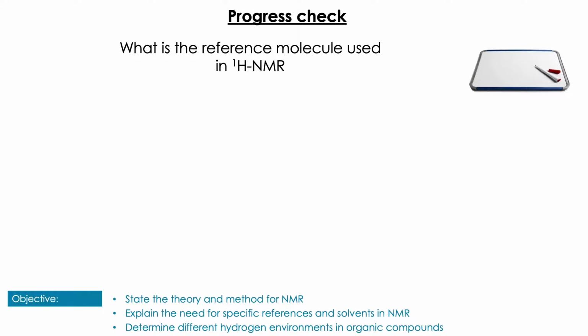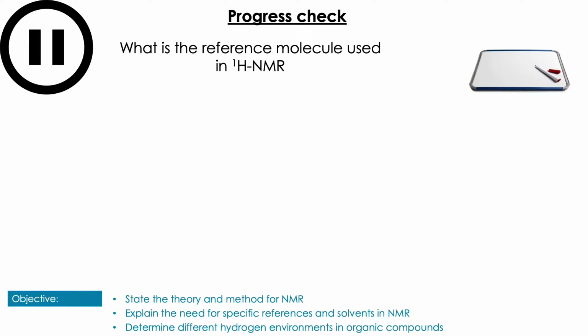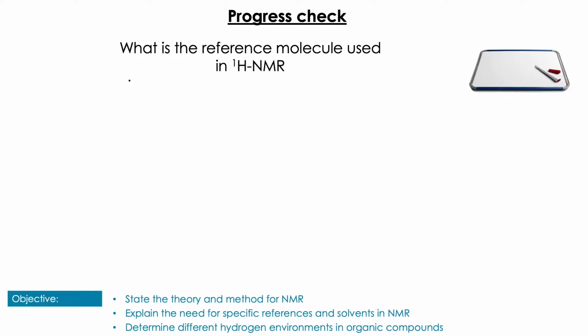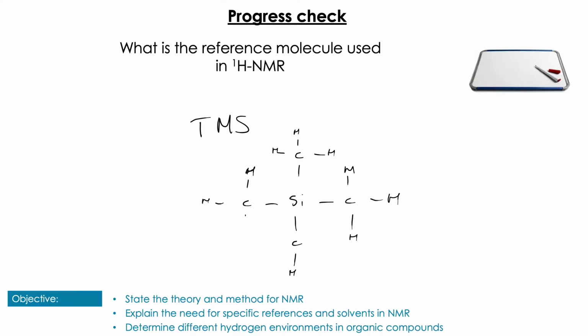Next question then, what is the reference molecule used in H NMR? Pause the video to have a go. Pop 'em up! Indeed, it was the uber-symmetrical tetramethylsilane, or TMS. Silicon in the middle with 4 methyl groups surrounding it.